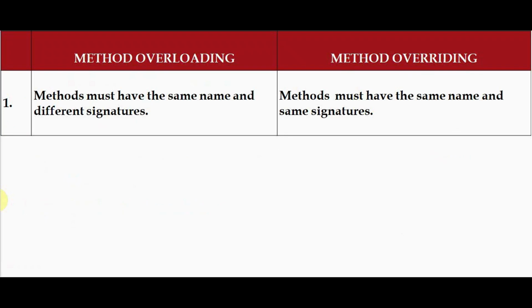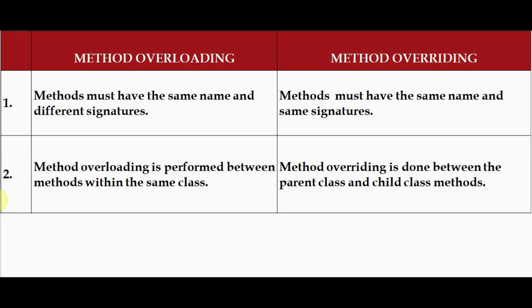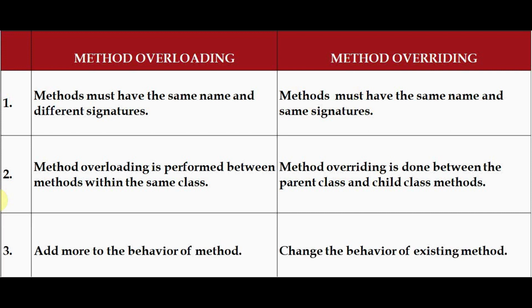So let's see the difference between method overloading and method overriding. In overloading, methods must have the same name and different signatures. Different signatures in the sense, different parameters and different types. Whereas in method overriding, methods must have the same name and the same signatures. Method overloading is performed between the methods of the same class, whereas method overriding is done between the parent class and the child class methods. And method overloading is to add more functionality to the method, whereas with method overriding you can change the functionality of the existing method that is in the superclass.